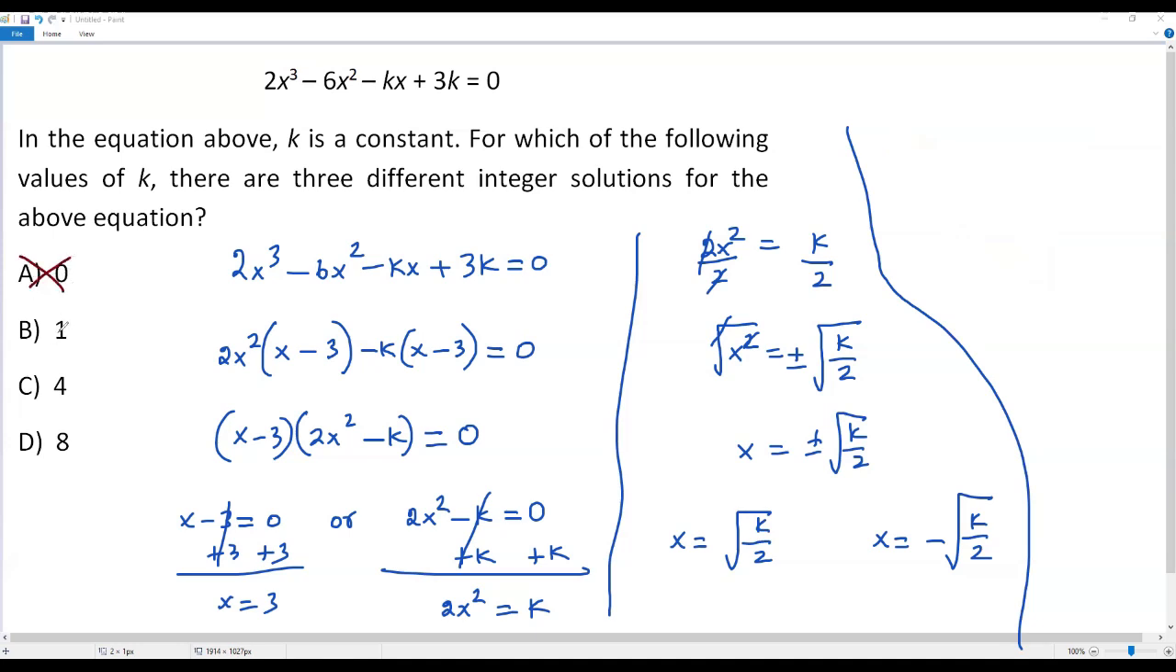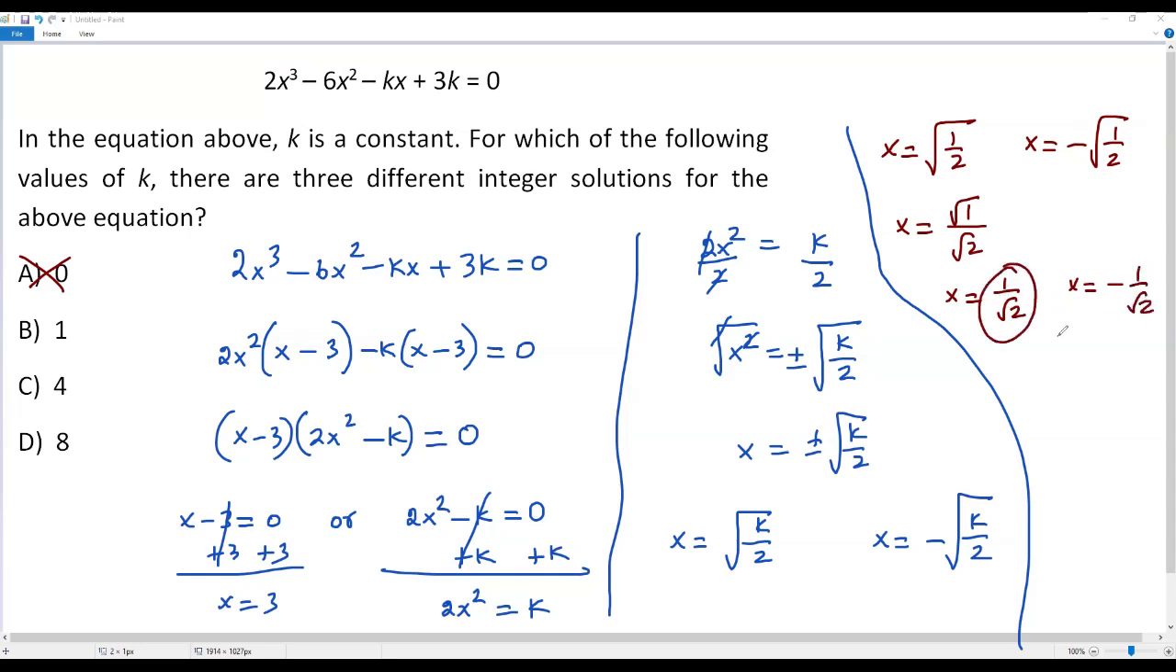Now let me consider answer choice B, that is k equals 1. Let me plug in 1 for k here, then we get x equals square root of 1 over 2, and here x equals negative square root of 1 over 2. Here we have a square root of a fraction, so we can take the square root of the numerator and the square root of the denominator. Then we get x equals square root of 1, which is 1, divided by square root of 2. The same thing happens with the negative sign, that is negative 1 over square root of 2.